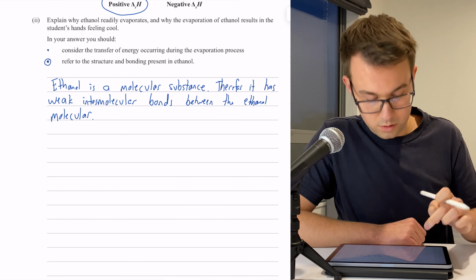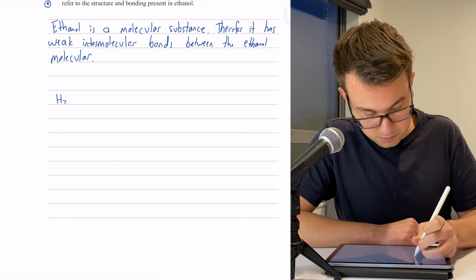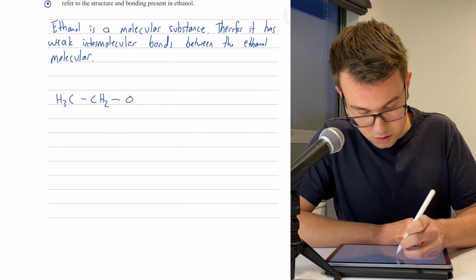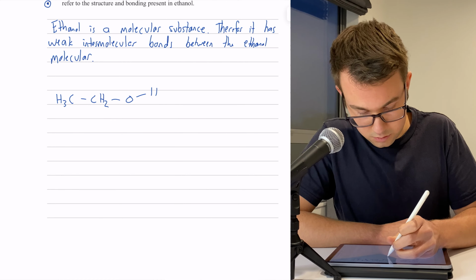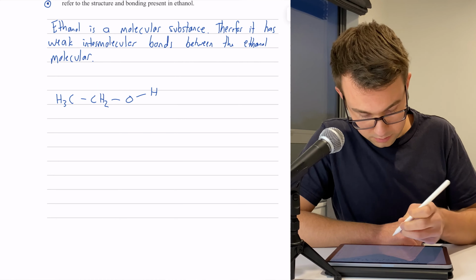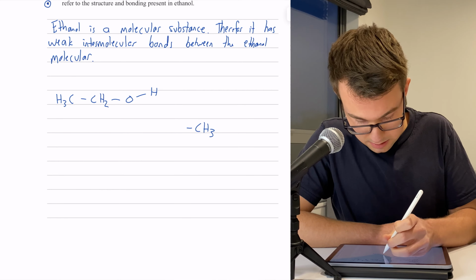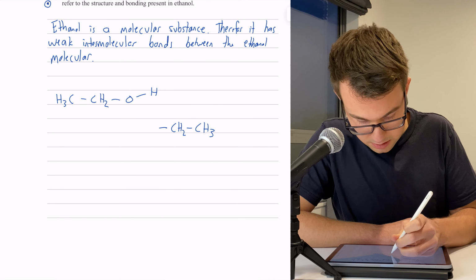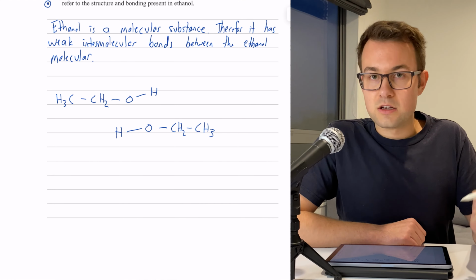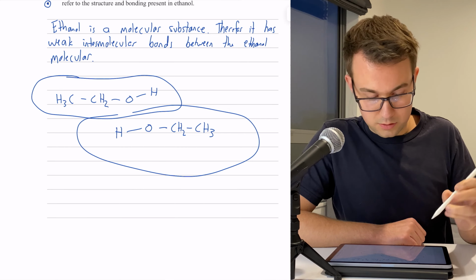Okay, let's have a look. What are they? Now we can do a little drawing. Let's draw ethanol. We've got a CH3, CH2, O, bonded to H. Cool. Okay, let's draw another molecule of ethanol. Maybe over here. CH3, going backwards, CH2, O, H. Cool, so we have one molecule of ethanol here and another molecule of ethanol here.